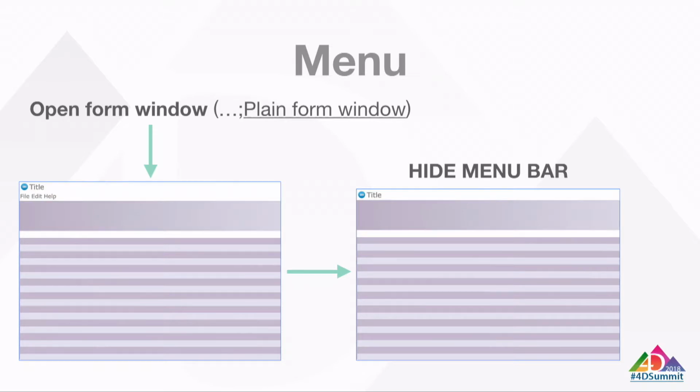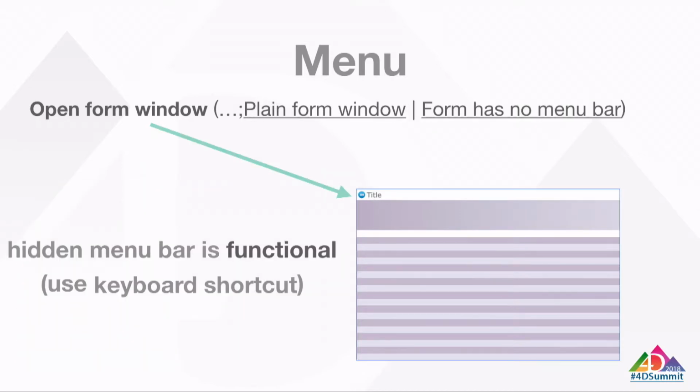There's another way to not display the menu bar. One way is to call HIDE MENU BAR, which I already mentioned. Another way is to pass a new constant, Form has no menu bar. That has the effect of hiding the menu bar by default. You can always show it by code, but perhaps you want to start your form without a menu bar. What's important to keep in mind is that a menu bar is functional even if it's hidden. So if you have a keyboard shortcut associated with a menu bar item, it will work regardless of the visibility of the menu bar. It's just that it's not visible.